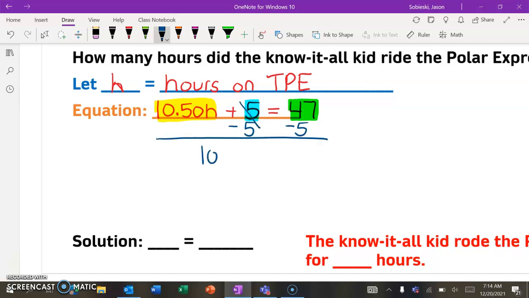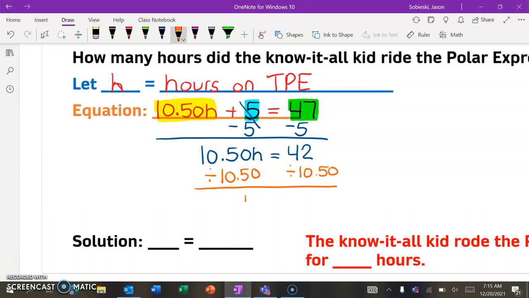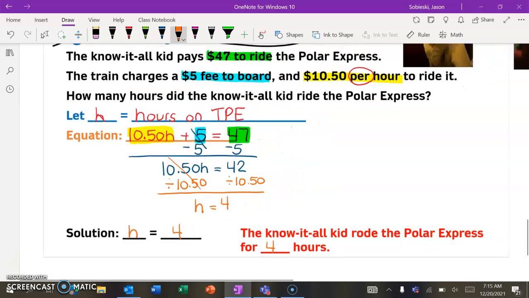That will leave us with 10.50H is equal to 42. And our second step in our two-step equation is to divide by 10.50 on both sides, as always. Doing that will give us just an H equals, oops, I didn't mean to cross out that much. H equals, and then if we do 42 divided by 10.50, we should be getting 4. So our solution is H equals 4, meaning that Lenny rode the Polar Express for 4 hours.